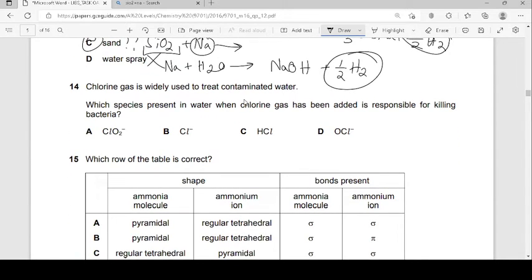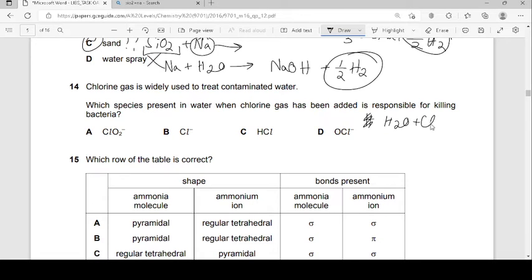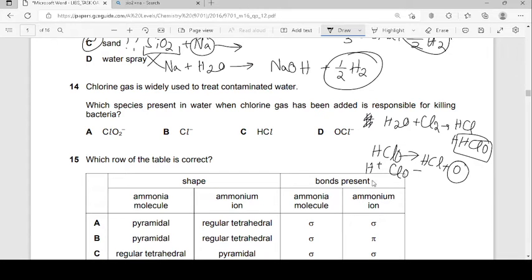Chlorine gas is widely used to treat contaminated water. Which species present in water when chlorine gas has been added is responsible for killing bacteria? So let me see. H2O plus Cl2 gives you HCl plus HClO, right? So this HClO is the thing, really, and then HClO further decomposes into HCl and O, right? So that is the way it is, and since you get an oxygen free radical, that is what causes bacteria to be killed. So this HClO can be written as H+ and ClO−.